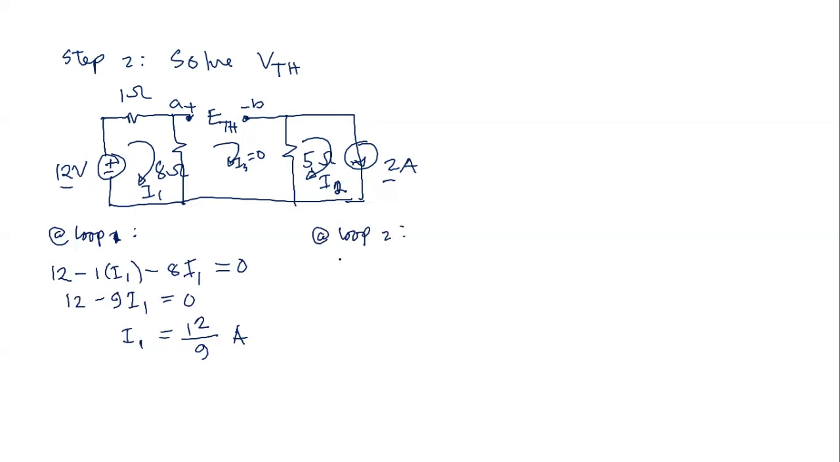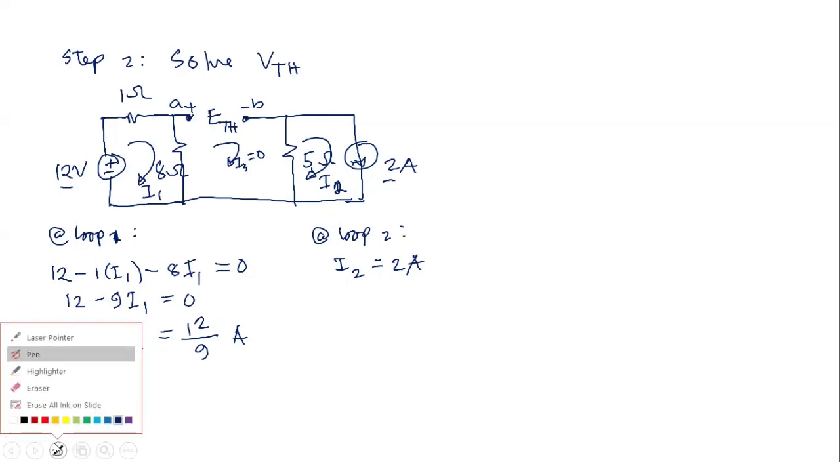And then at loop 2, the current I2 is just simply equal to 2 amperes. Why? Because the loop current I2 has the same direction as the 2 ampere current source, and there's only one loop current that's flowing into it. So simply I2 is just equal to 2 amperes. And we have to solve then the ETH.